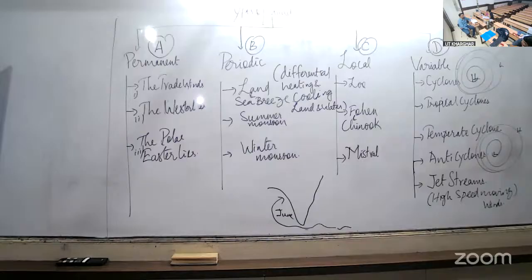Labrador is a cold current, that's for sure. Now, let's read the next point. For example, Harmattan is a hot local wind of the Sahara Desert. You can understand from Harmattan that the name itself is something different.